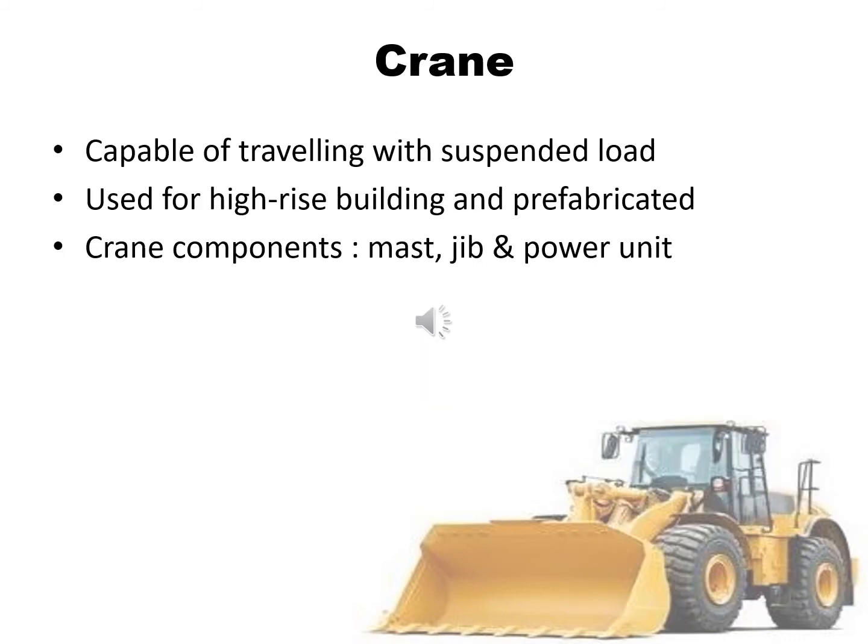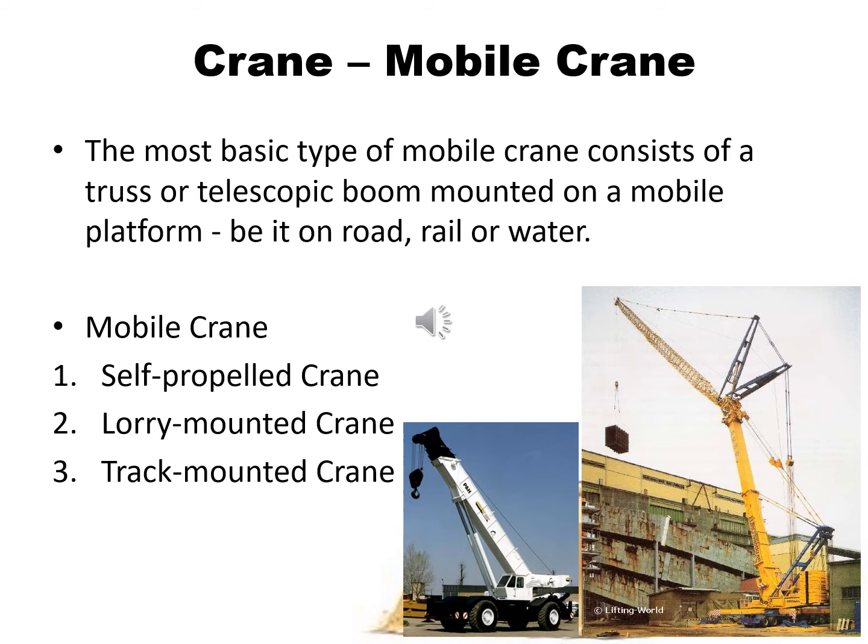Crane is capable of traveling with suspended load. It is used for high-rise building and prefabricated. The crane components are mast, jib, and power unit. Mobile crane is the most basic type of mobile crane. It consists of a truss or telescopic boom mounted on a mobile platform, which can be on road, rail, or water. There are three types of mobile crane: self-propelled crane, lorry-mounted crane, and track-mounted crane.